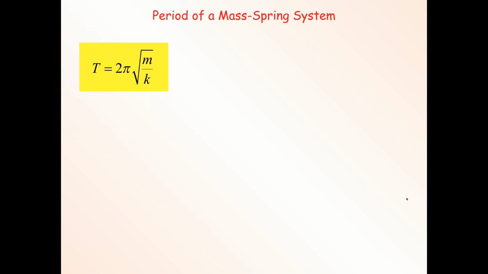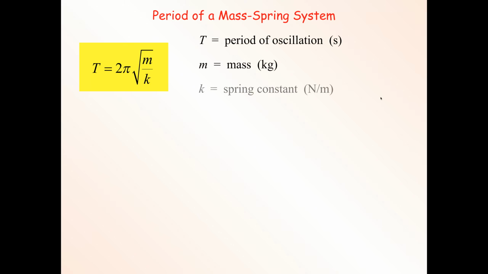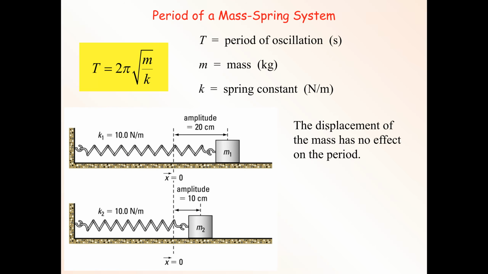Another calculation we can make is T equals 2 pi times the square root of m over k. So T is our period in seconds, 2 pi is just numbers, m is our mass in kilograms, and k is our spring constant in newtons per meter. So displacement of the mass has no effect on the period. It doesn't matter how far the mass is going. As long as we know the mass and the spring constant, we know how long it'll take for one period.